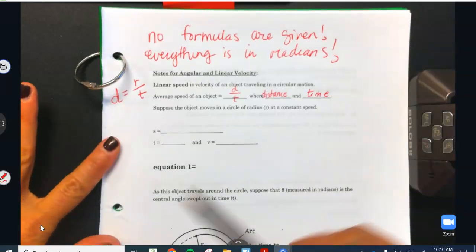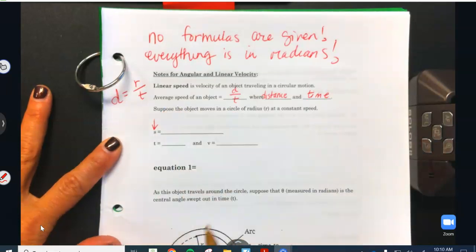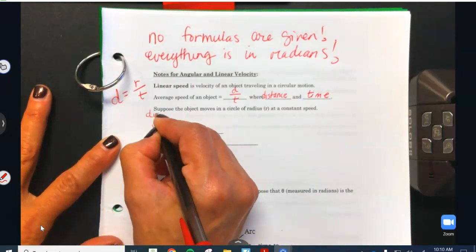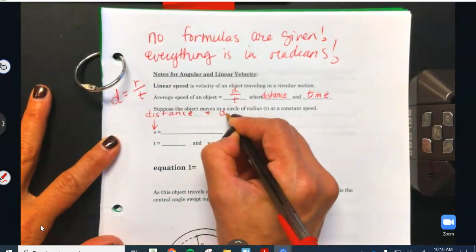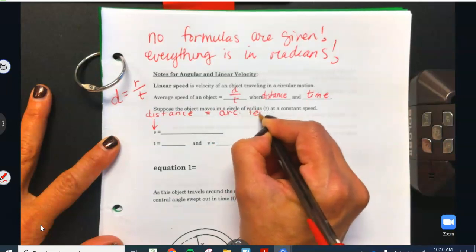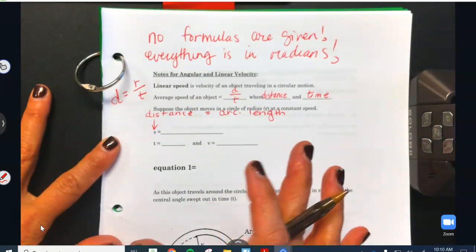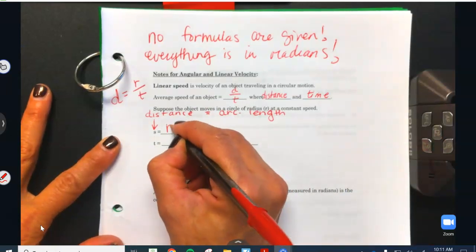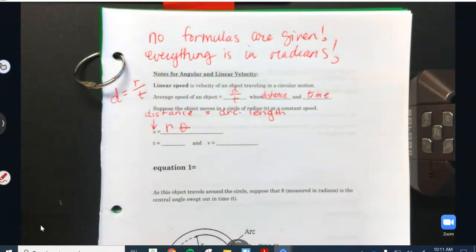Okay, so since we're moving in a circular motion, this distance is going to be replaced with arc length. And you learn this in geometry, and it is so okay if you don't remember it. This S is radius times radians.